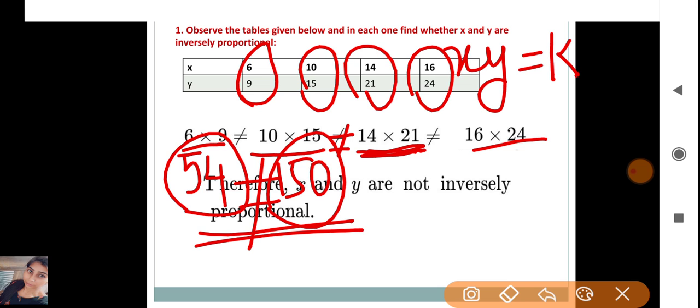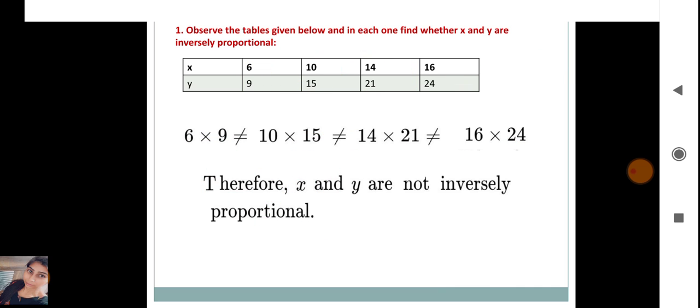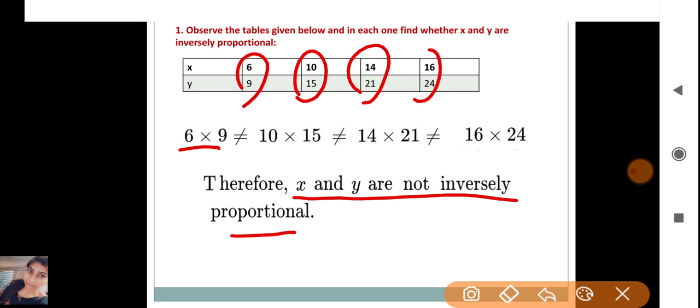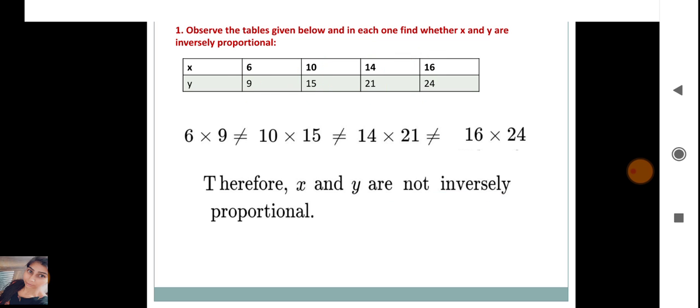And since the first two are also not equal, we can say that x and y are not inversely proportional, because the product of these two and these two are not equal. So that means in the first question, x and y are not inversely proportional. Let us see the next question now.